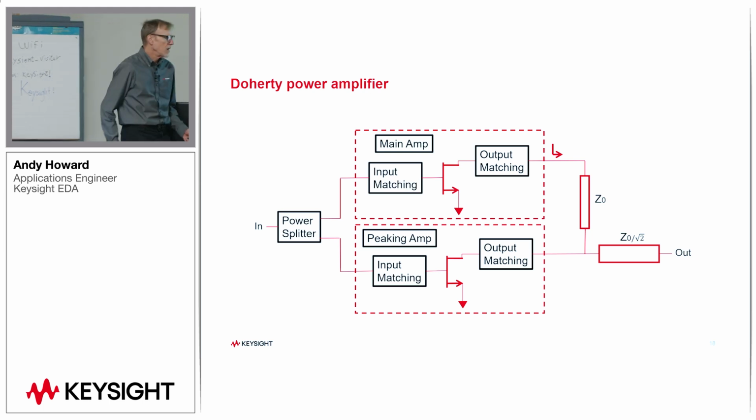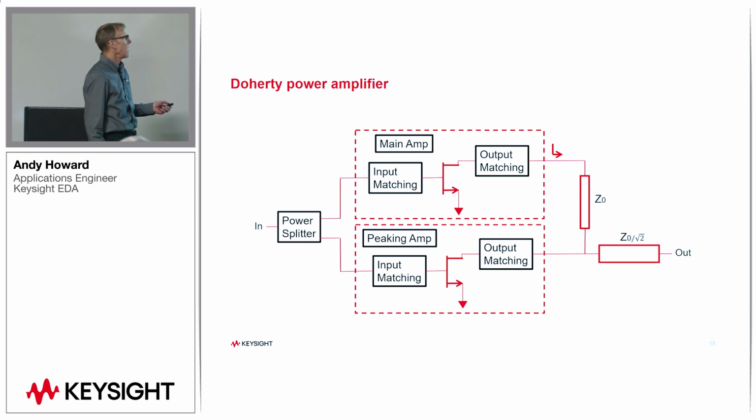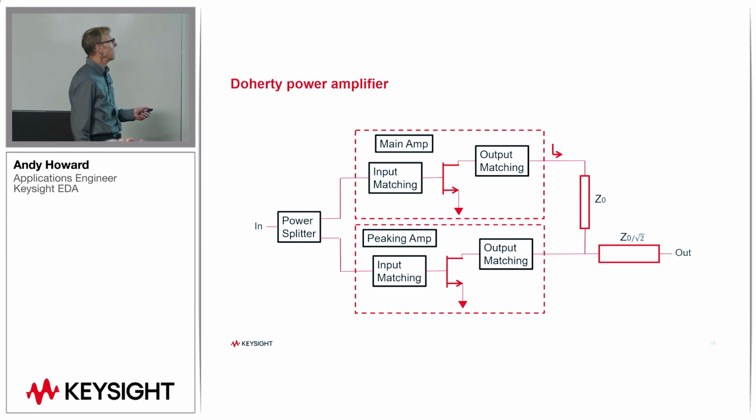Okay, so this is a Doherty Power Amplifier block diagram. This is a simple block diagram. What I showed on the previous slide is a method of determining what impedances to present to the main transistor amplifier in that block diagram.